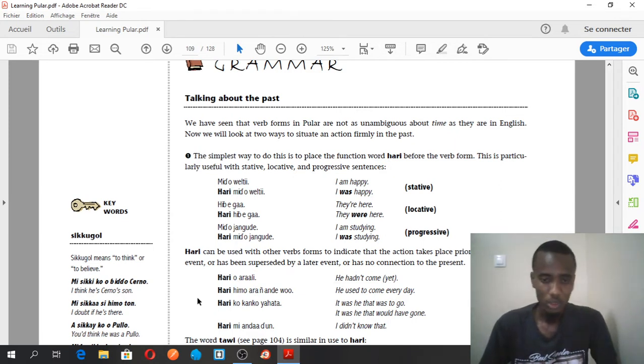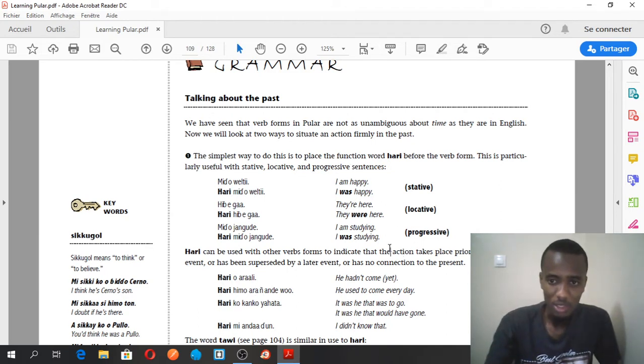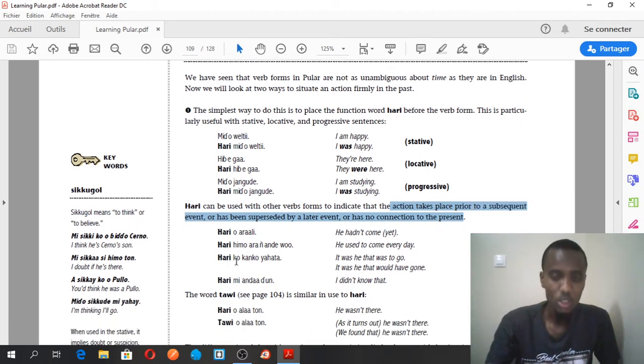So this is when you want to indicate that the action takes place prior to a subsequent event, or has been superseded by a later event, or has no connection to the present. When you want to express any of these three scenarios, use hari. Hari mi andadu. I didn't know that. Hari himo ara nyande wo.